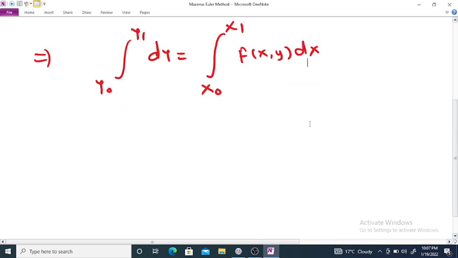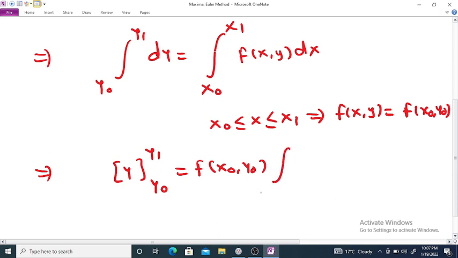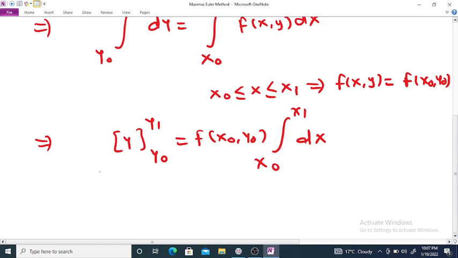Now the integration of dy is equal to y from y0 to y1, and on the interval x0 less than or equal to x less than or equal to x1, we assume here f of x, y is equal to f of x0, y0. And therefore take f of x0, y0 outside the integration, we get the integral from x0 to x1 of dx.